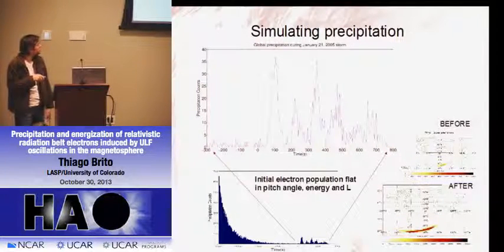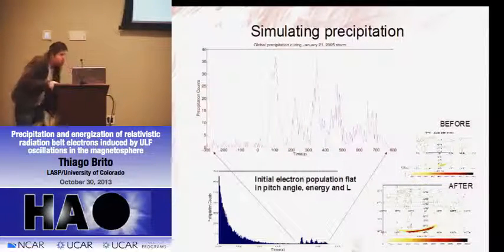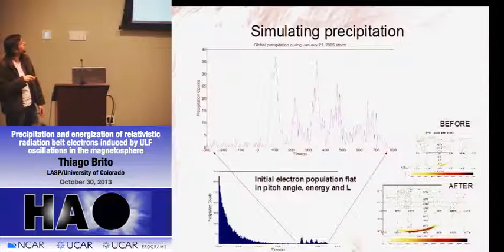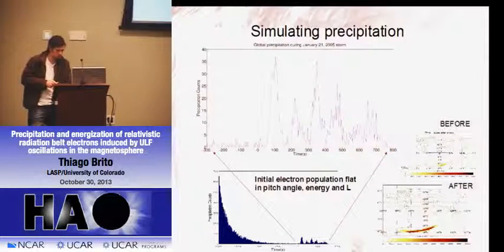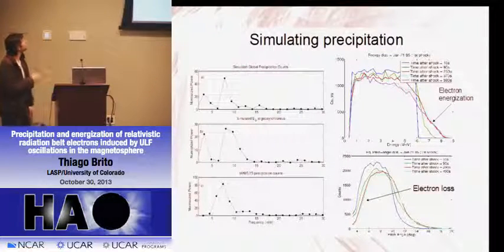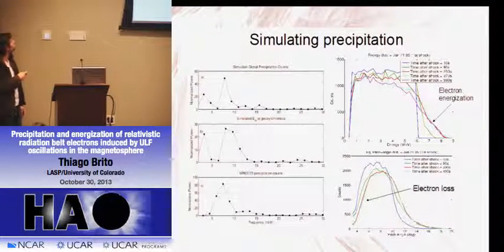I don't know why the pictures look so fuzzy. It looks better on my computer, but this is just a world map, and it shows the precipitation flux before and after the storm, or during the storm. I just wanted to show that the flux is all concentrated in the South Atlantic anomaly, as we saw earlier. And this is a frequency comparison of the simulated precipitation, which shows a peak at around 8 millihertz.